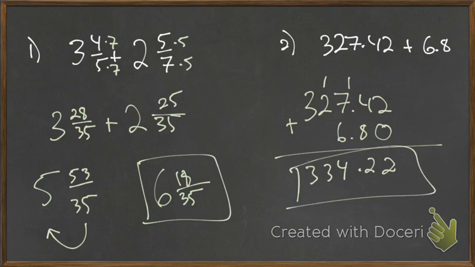334 and 22 hundredths. I know that's quick, but for algebra, we can't be doing fractions and decimals full blown, right? Because we're in algebra. So, this will be on YouTube tonight if you need to look at anything.